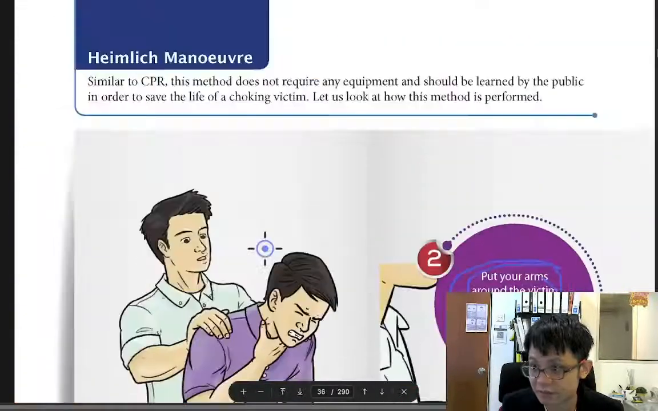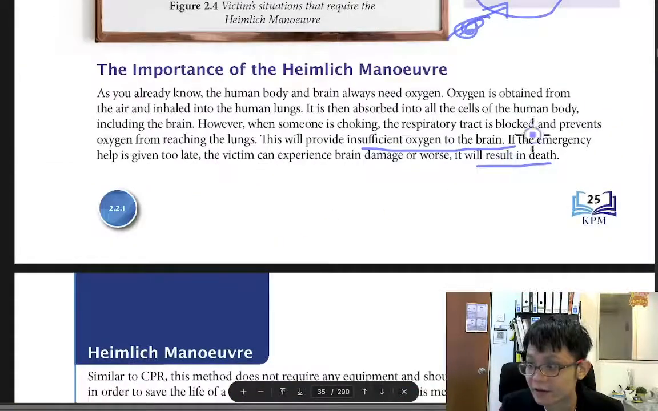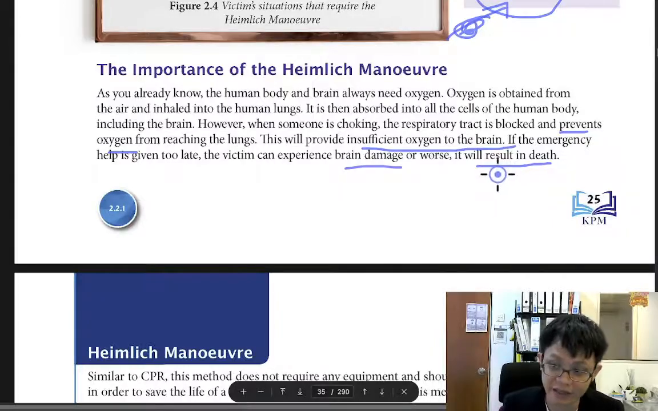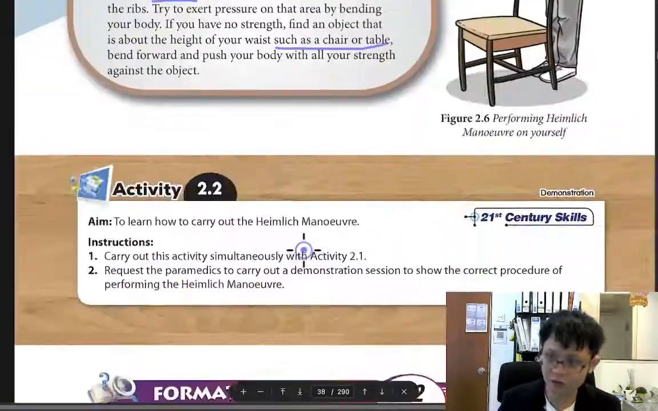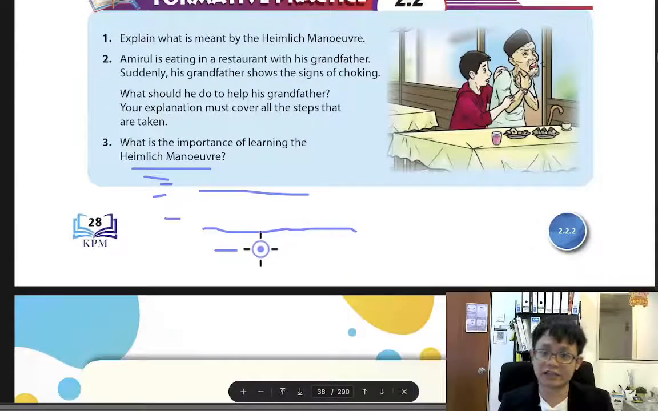So where is the brain part? I think here already, right? It prevents the oxygen from reaching the lung. Insufficient oxygen will cause death. So if the emergency help is too late, the brain will experience brain damage or worse, even death. So this is something like that. I mean, you use your own words. Use your own words saying that to save life or to avoid death.